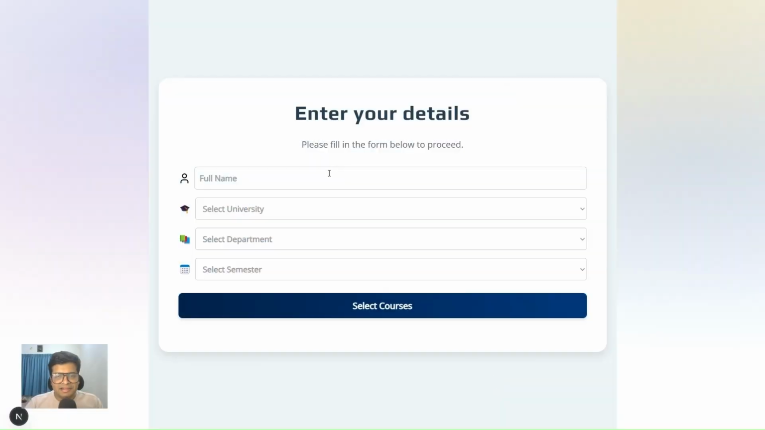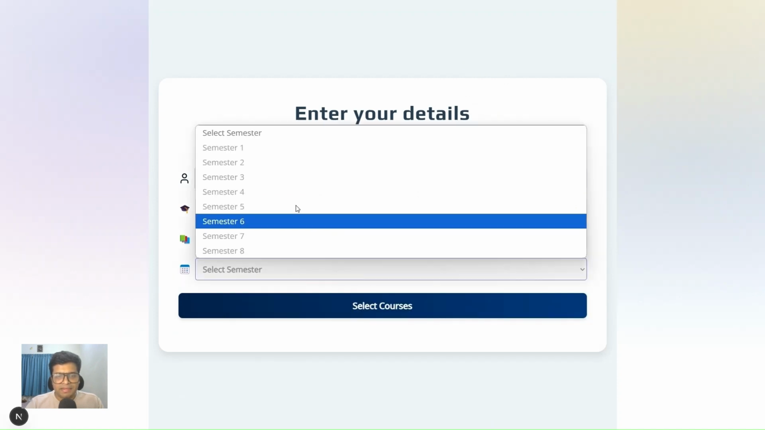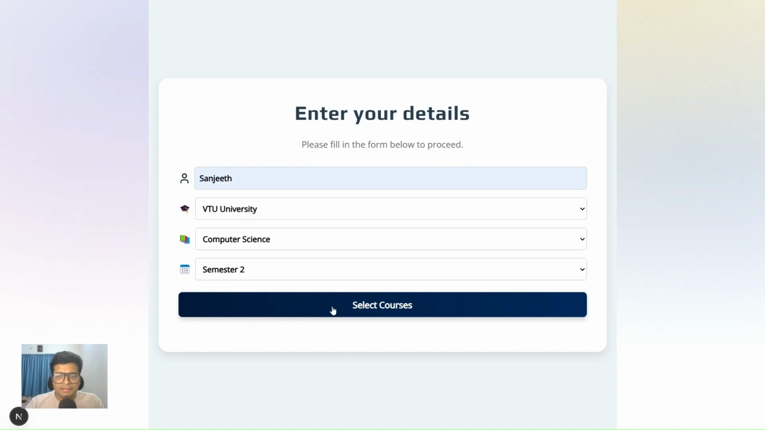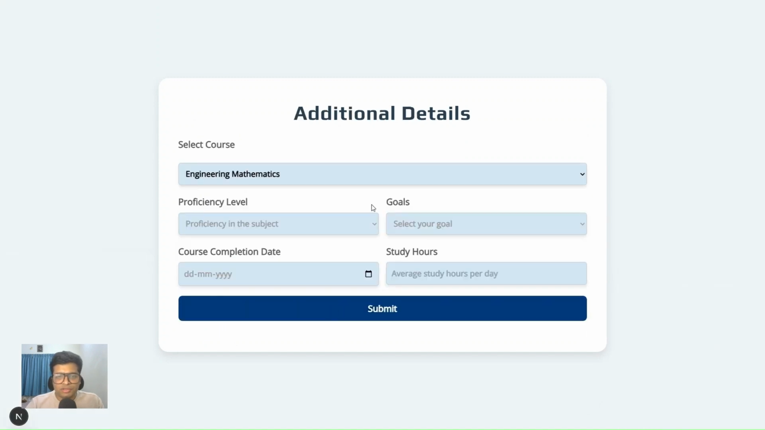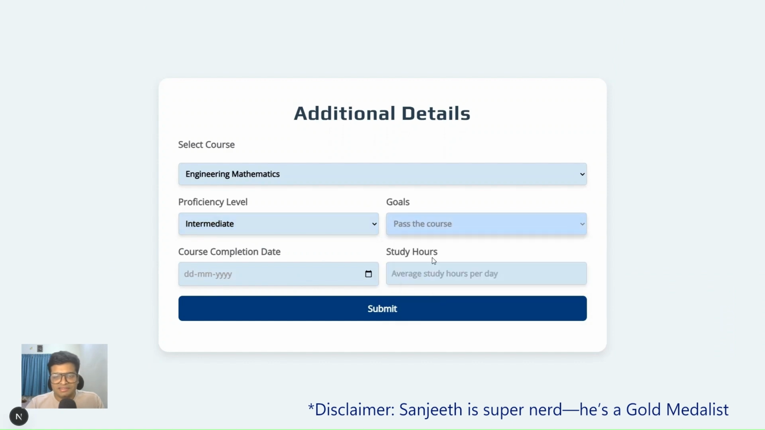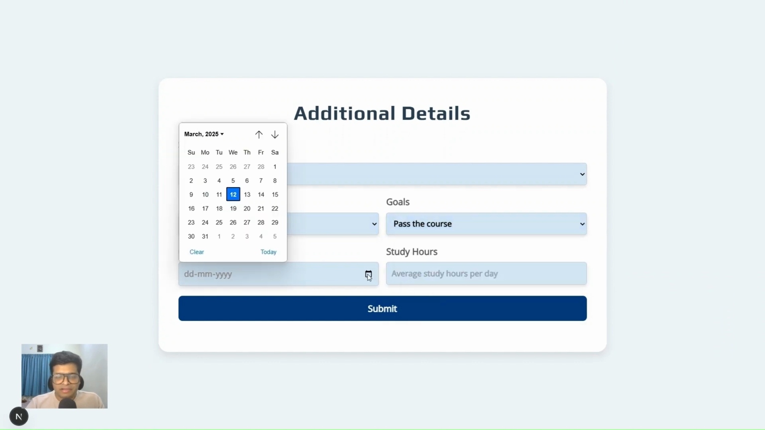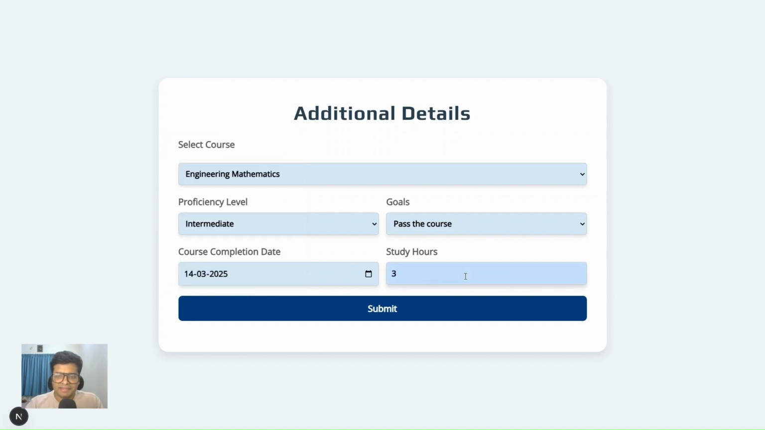Kplor is pretty simple. I tell it my basic details, my name, my university, department, and my semester. Then I tell it about what I want to learn, my proficiency in the course, my goal, which is just to pass the course, how much time I have left for the exam, which is in this case 2 days with roughly 3 hours per day.